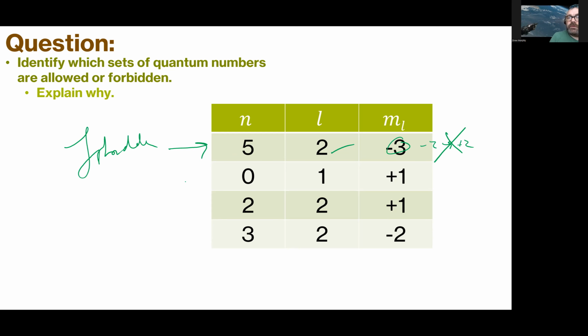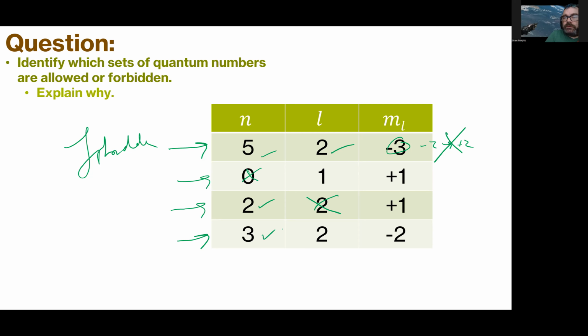Okay, we can go through all of this. n equals 0, that can't work because 1 is the first one. So that's also forbidden. If n equals 2, that's okay. Then if n equals 2, then L has a max value of n minus 1. So this has 1 max. So this can't be true, because this can't be 2. Also forbidden.